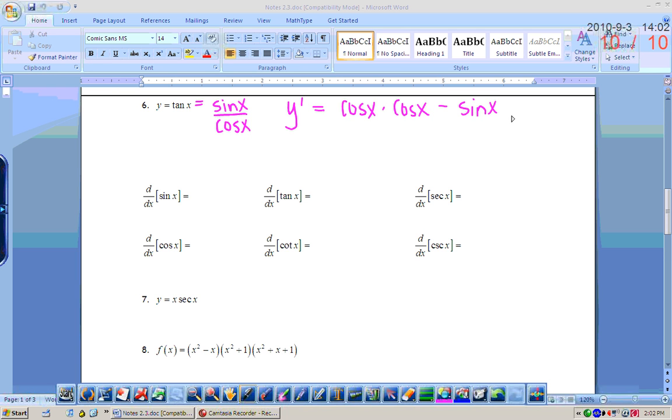What's the derivative of the bottom? Negative sine. Now, if you're going to write times negative sine, make sure that you put parentheses around negative sine. Because if you just do minus negative sine, without the parentheses, it's going to look like a minus sign instead of a negative. But basically, and then over low is cosine squared. So then we have cosine squared plus sine squared.